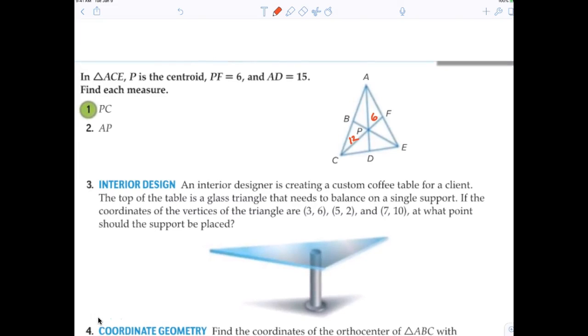Then AD is 15. If AD is 15, somebody tell me what PD is. 5. Beautiful. Exactly right. And then what would AP be? 10. Simple. Everybody okay with that? They didn't give us the other measure, so there's no way to find it. Does everybody agree that's kind of easy?